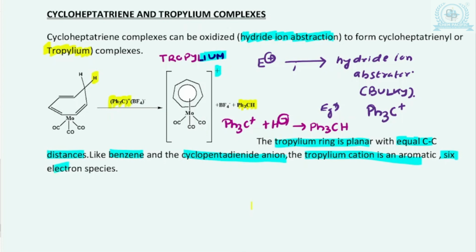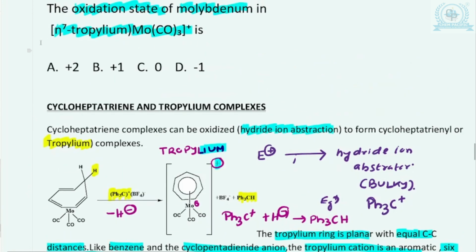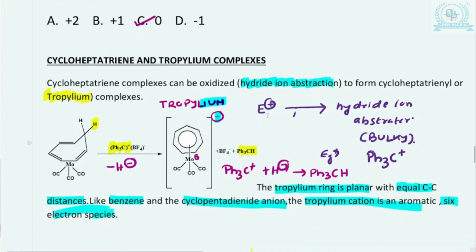and this is a 6 electron species. Okay, if this positive charge is due to the abstraction of the H minus, then what will happen? What is the oxidation state of molybdenum here? The oxidation state of molybdenum is 0, right? Because this plus sign is due to the abstraction of the H minus, which has been abstracted by the hydride ion abstractor, which is actually bulky in nature. Okay? So in this case, the oxidation state of molybdenum in eta 7 tropylium Mo(CO)3 is 0. Very important question.